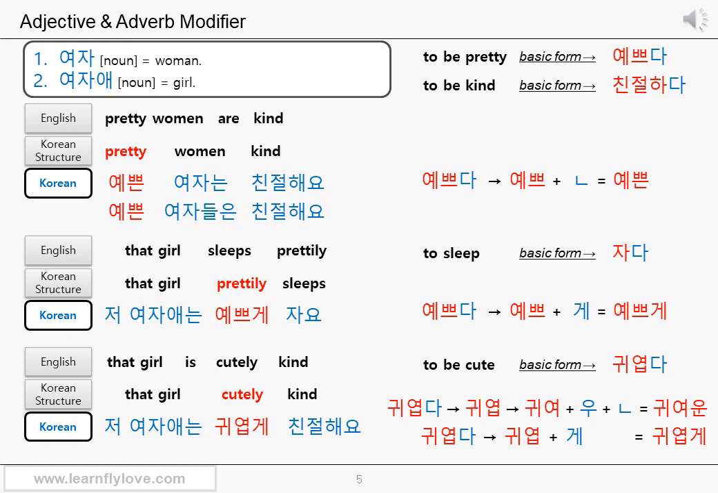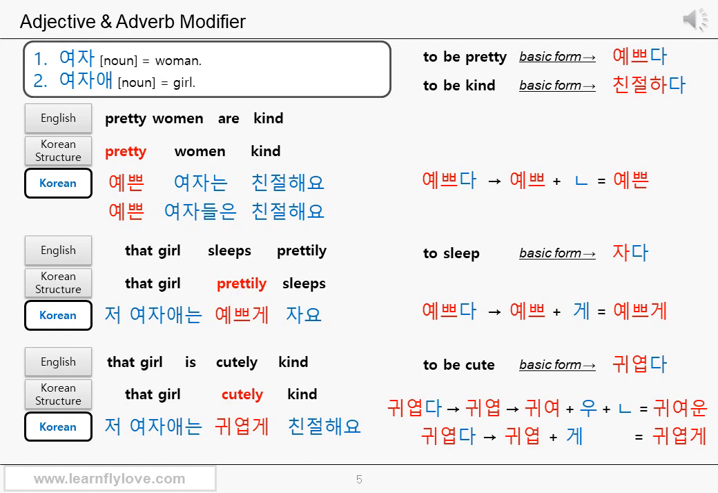The basic form of the adjective kind is 친절하다. Therefore, if we add the honorific suffix 요, it becomes 친절해요. 예쁜 여자는 친절해요. Well, hope so. Let's see the next sentence.